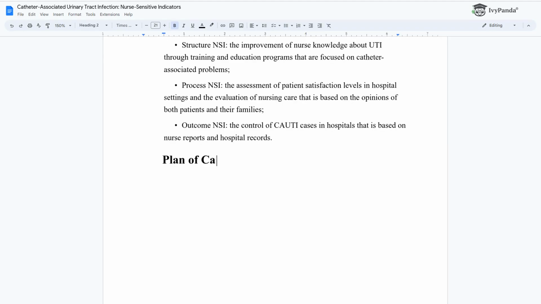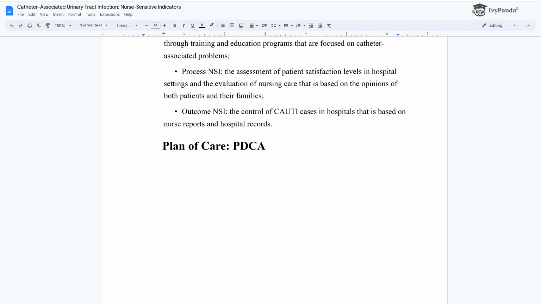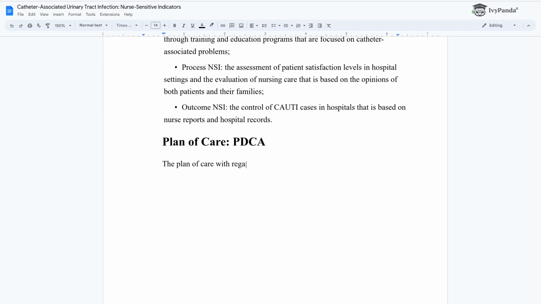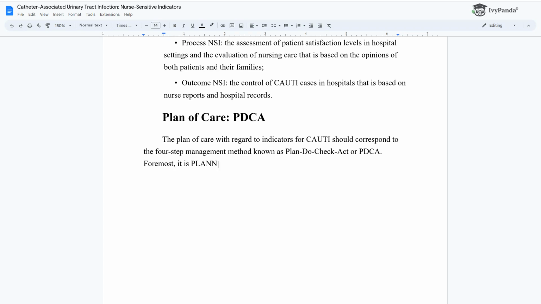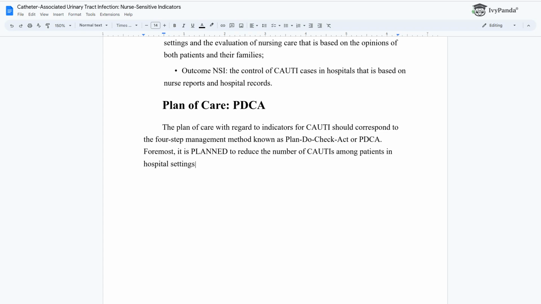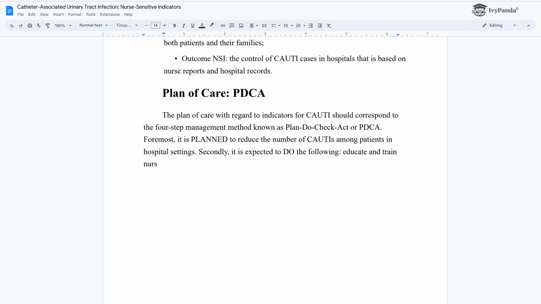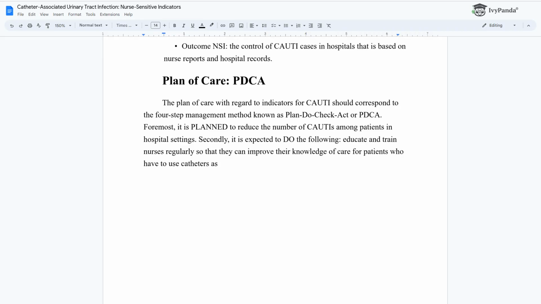Plan of care, PDCA. The plan of care with regard to indicators for CAUTI should correspond to the four-step management method known as Plan Do Check Act, or PDCA. Foremost, it is planned to reduce the number of CAUTIs among patients in hospital settings. Secondly, it is expected to educate and train nurses regularly so that they can improve their knowledge of care for patients who have to use catheters as a part of their treatment plans.